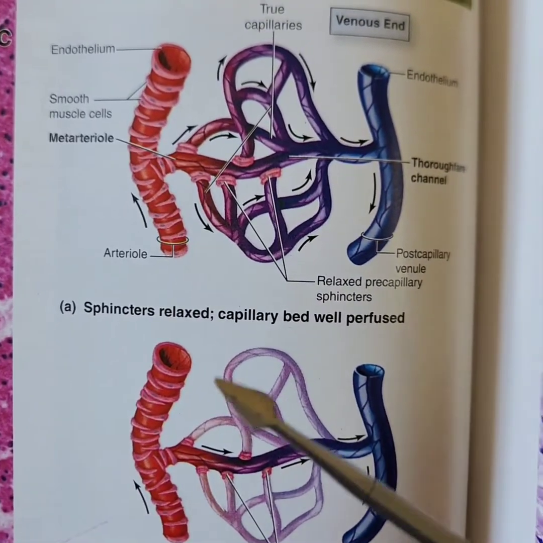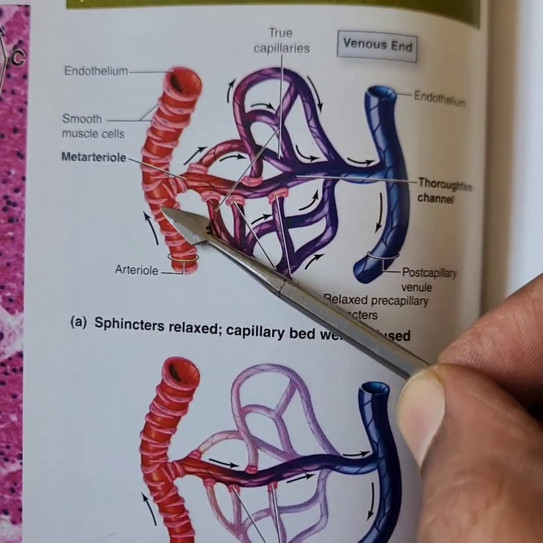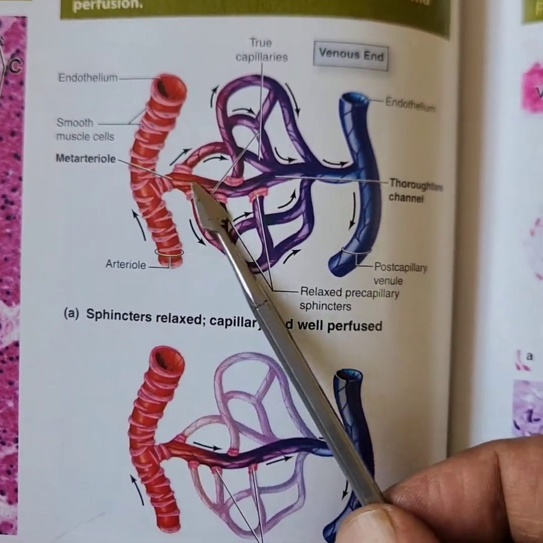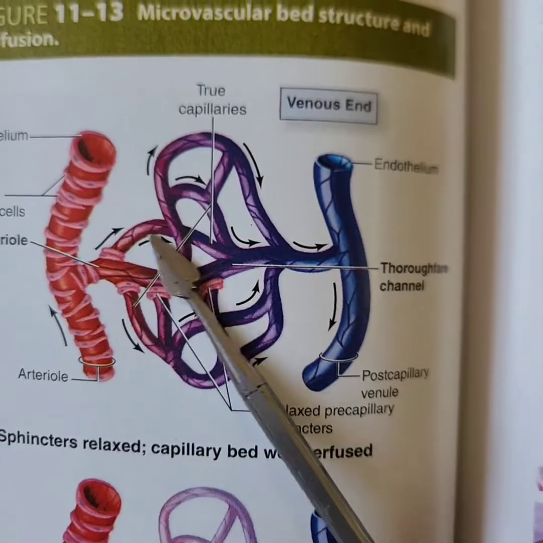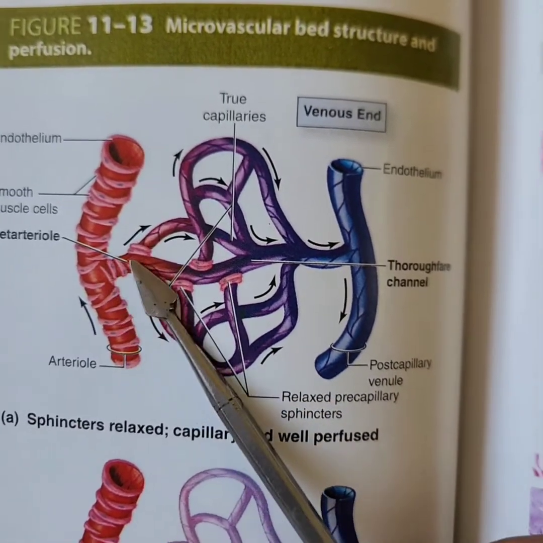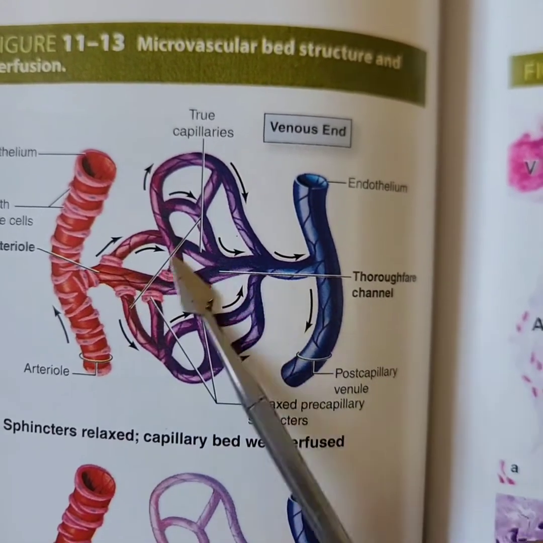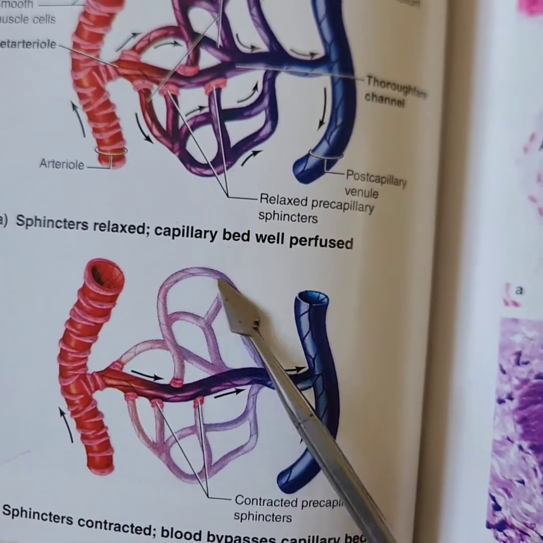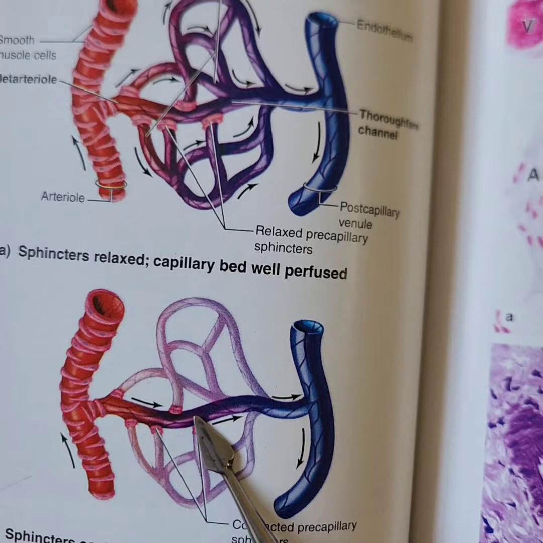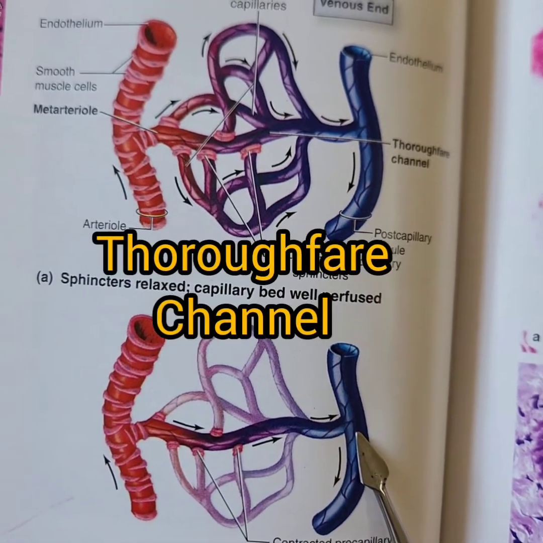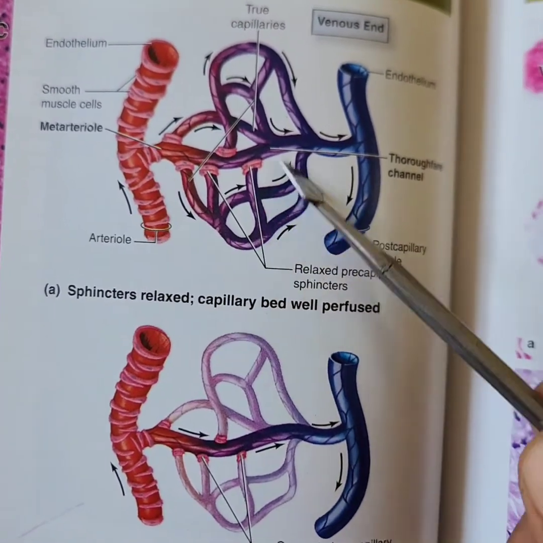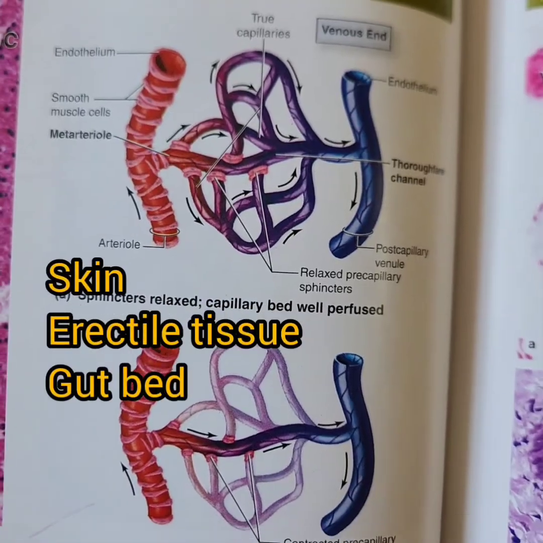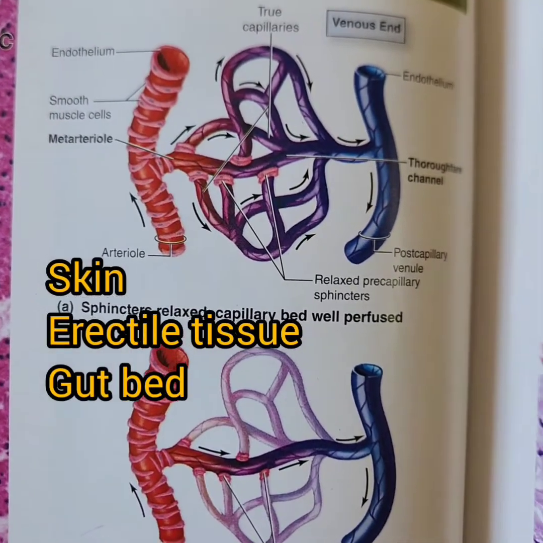Arterioles further branch into meta-arterioles, which have very few smooth muscles in the wall, and they will branch into capillaries. Precapillary sphincters are always there from the meta-arterioles. They can open up to give the capillary circulation, or they can close. So whenever there is closure, there exists a communication between arteriole and venous end. This is the thoroughfare channel. This regulation is very important in skin, erectile tissue, and in gut bed.